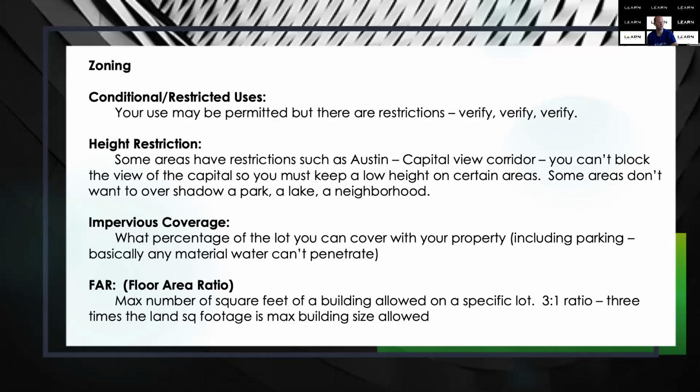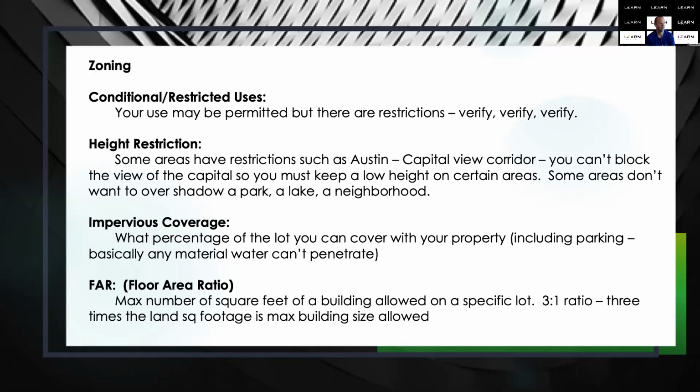Height restrictions. Some areas have restrictions, such as Austin. There's the Capitol View Corridor. You can't block the view of the Capitol in certain directions. Some areas don't want to overshadow a park, a lake, or a neighborhood. So there could be height restrictions.